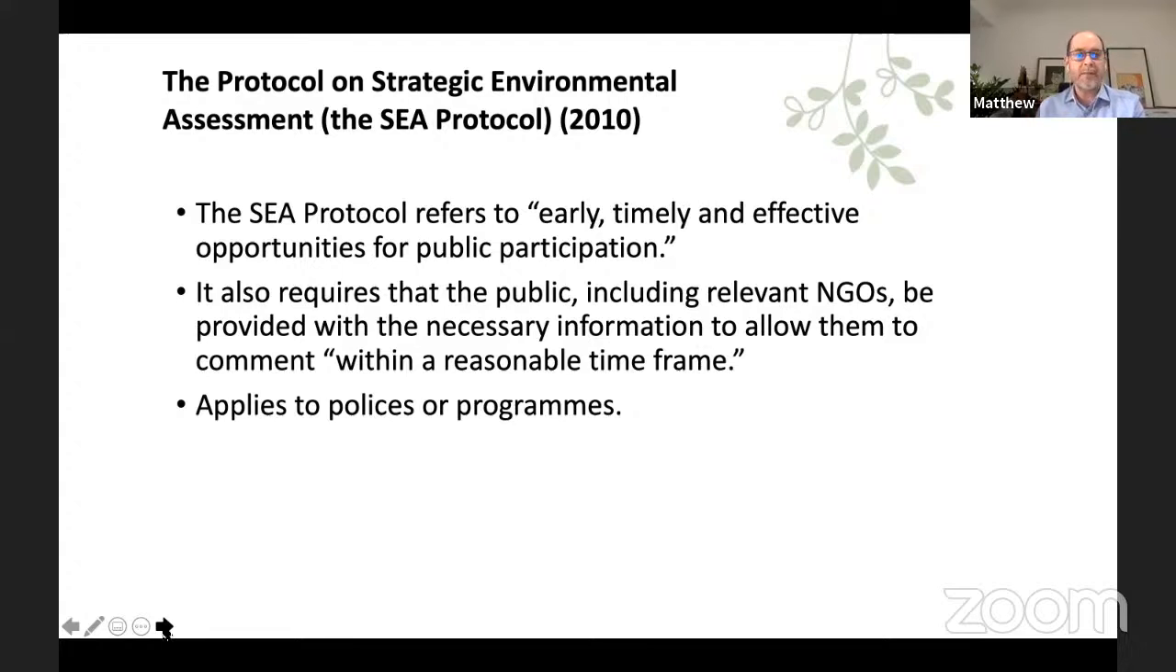One case in particular where this was subject to litigation was a decision by Ireland to have a new policy about wind farms, but it failed to take into account issues of bird migration and impacts of wind farms on birds. And there was a court case where an Irish bird group took this to the European Court of Justice to examine whether or not Ireland, the government of Ireland, had complied with the SEA protocol. And it was ruled that they hadn't, because they hadn't taken into account this issue of bird migrations.